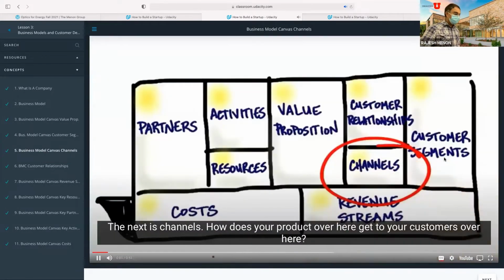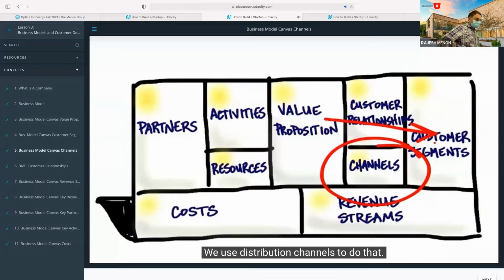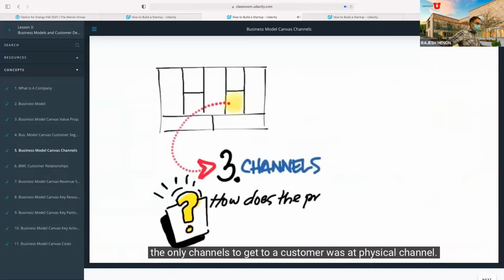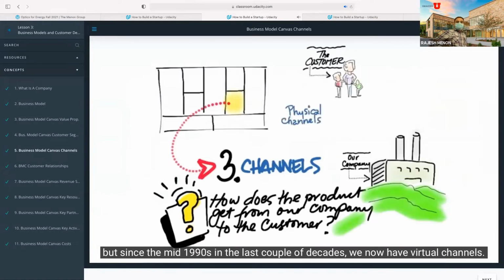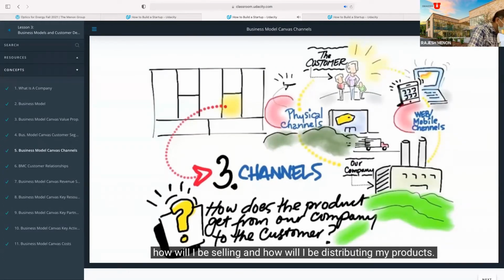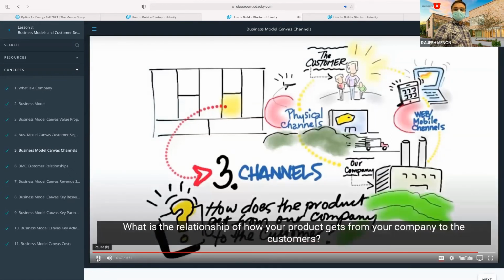The next is channels. How does your product over here get to your customers over here? And we use distribution channels to do that. Now, what's really interesting is pre-1990s, the only channels to get to a customer were physical channels. That is, you went to a store, you had salespeople, there was physical distribution. But since the mid-1990s, in the last couple of decades, we now have virtual channels: the web, mobile, cloud. And so for distribution channels, the first question you want to ask is, how will I be selling and how will I be distributing my products? Are they through physical channels or are they web mobile? Or given today, almost every physical channel also has a web presence. What is the relationship of how your product gets from your company to the customers?